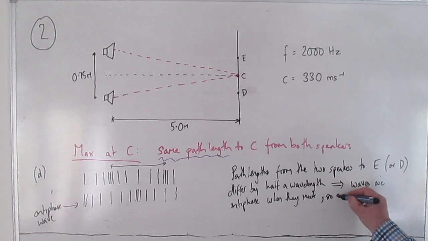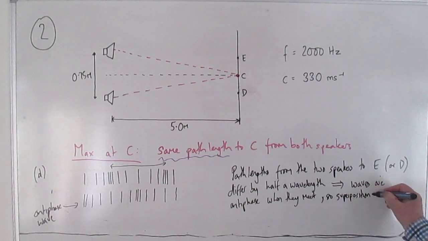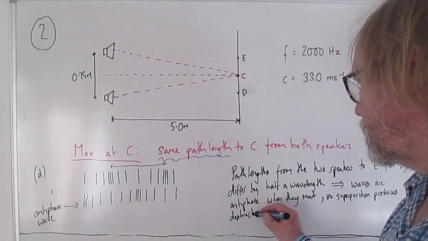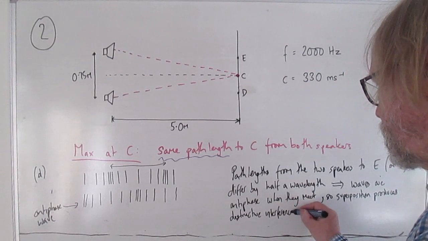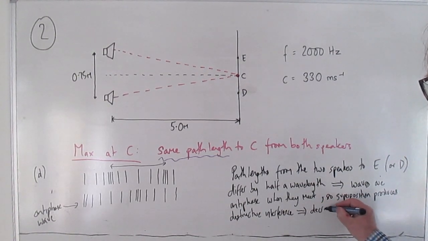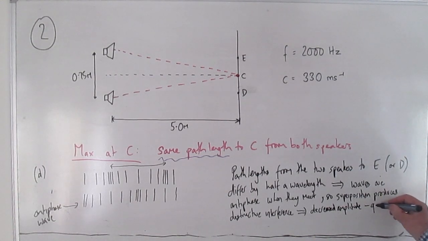So superposition produces destructive interference, which gives decreased amplitude and therefore quieter sound.